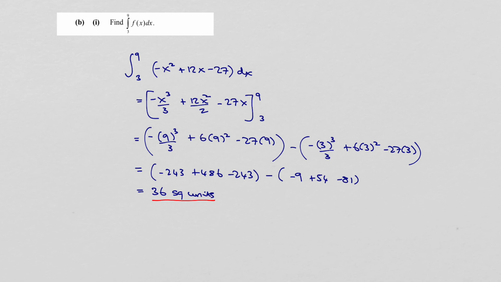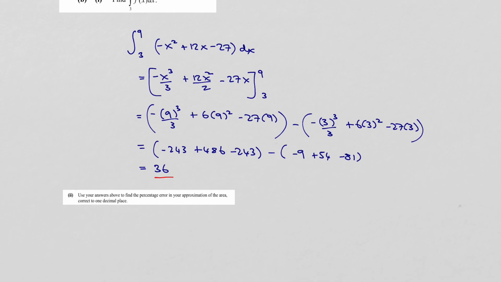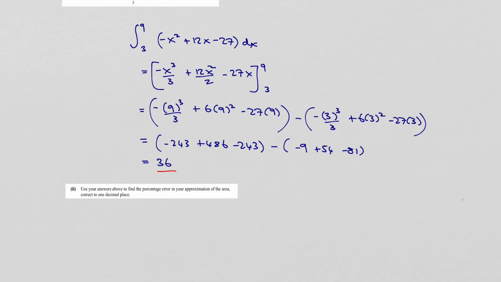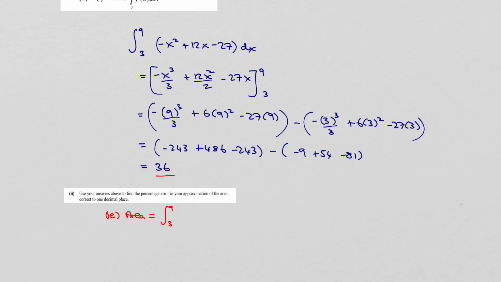Sorry, we weren't asked for area there, so I really shouldn't have square units in my answer. It's more that the answer when I integrate my function between 9 and 3 is 36. It's more because I'm looking at part 2 here. It says use your answers above to find the percentage error in your approximation of the area, corrected to 1 decimal place. And that's because when we integrate, the exact area is equal to our integral of f of x dx. So therefore I can compare for my percentage error.